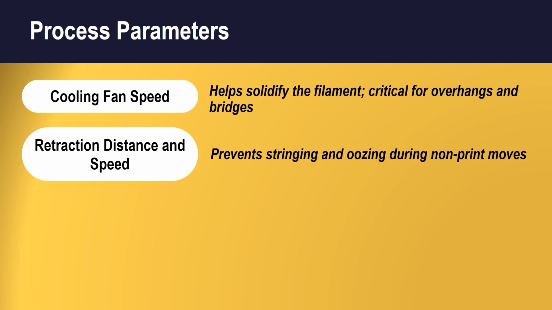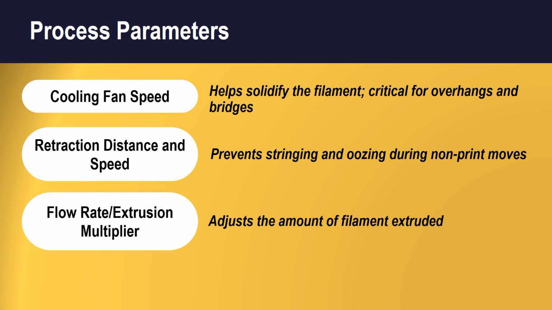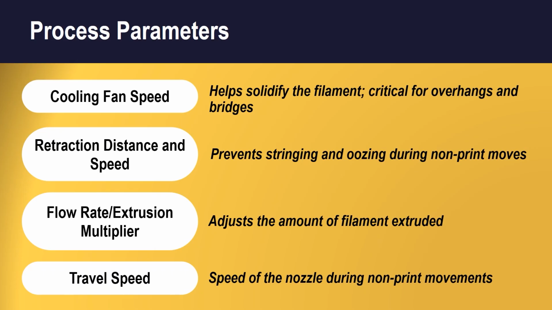Then flow rate or the extrusion multiplier. This adjusts the amount of the filament extruded. Travel speed, of course, the speed of the nozzle during non-print movement. So these are some of the common process parameters that we keep in mind while going for printing over the fused filament fabrication type setups.